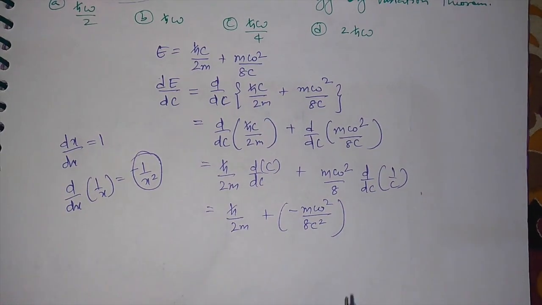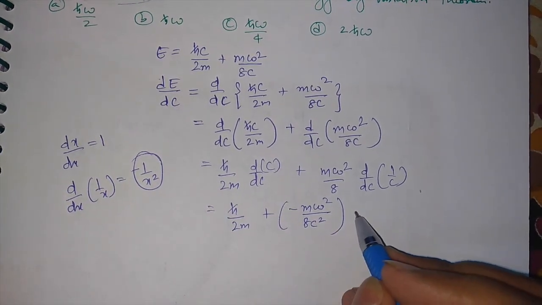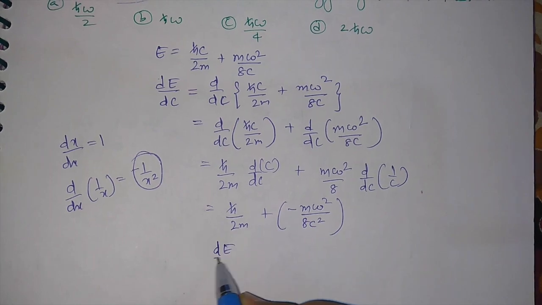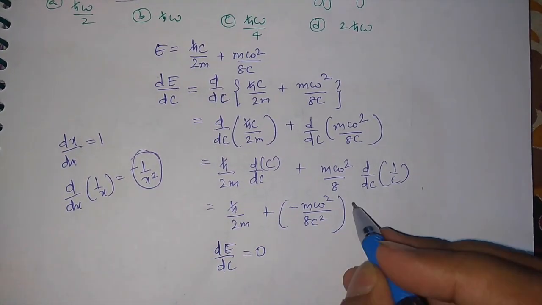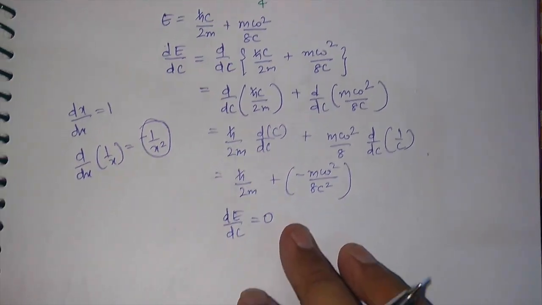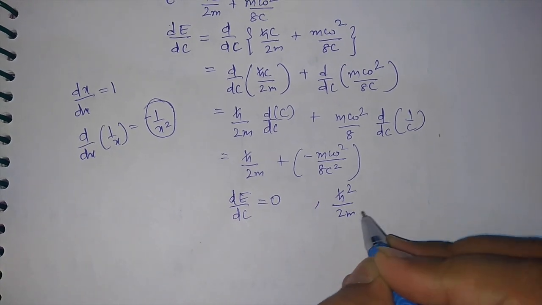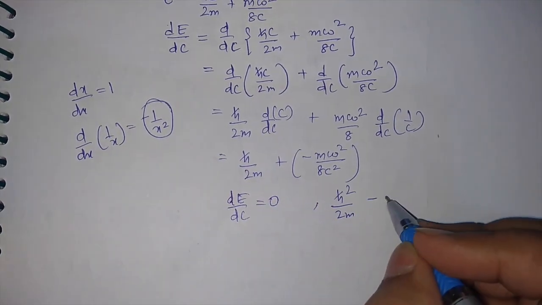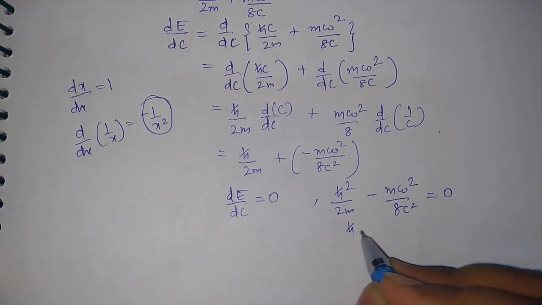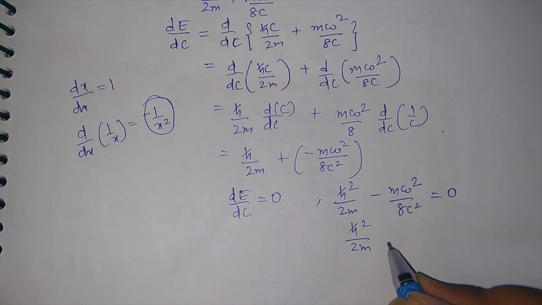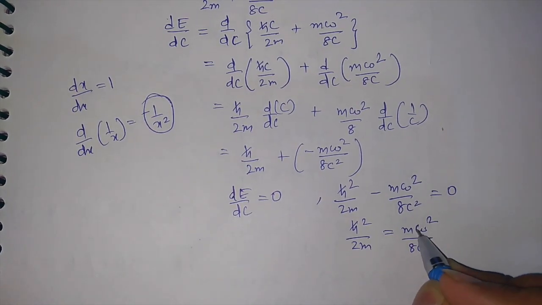Now for the maxima minima condition, you have to take dE/dc equal to 0, so this particular expression equals 0. Writing it over here, ħ/2m minus mω²/8c² equals 0. So that means ħ/2m will be equal to mω²/8c².